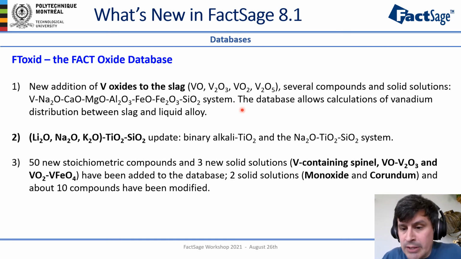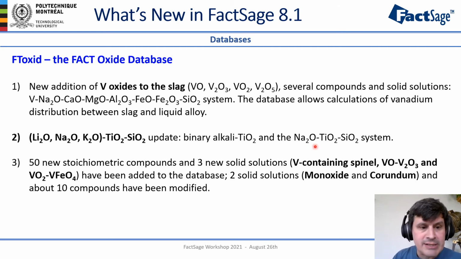We also made modifications and updates to alkali oxides and the titania-silica system, mostly related to titanium oxide containing binary alkali or sodium oxide with silica. So we have 50 new stoichiometric compounds and 3 new solid solutions: vanadium containing spinel, VO-V2O3 and VO2-VFO4 solid solutions have been added, and we also modified the monoxide and corundum phases and around 10 compounds.